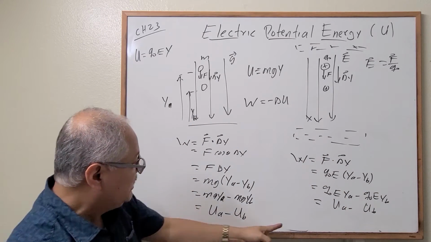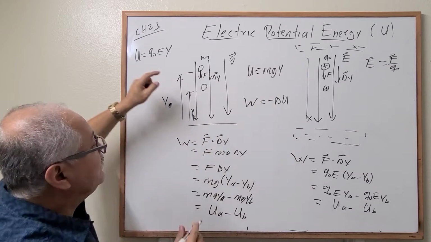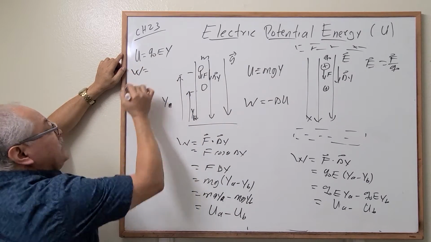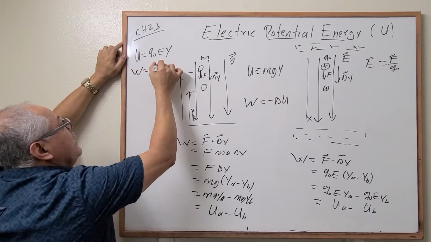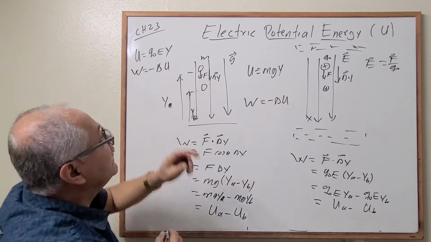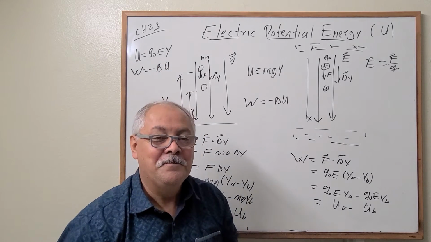If we want to use the change as for gravity, we can do it too. And we get the same form. Remember, they have the same form. Equal to negative the change in the electric potential energy.